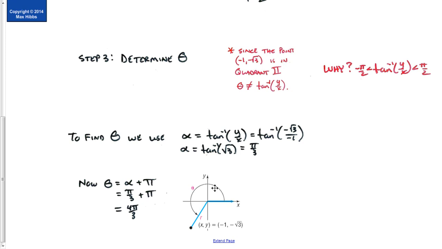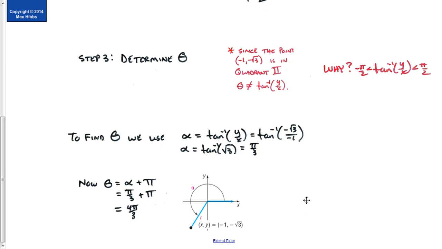So pi over 3 is this angle, and so theta is that alpha, pi over 3, plus pi units more. See, it's pi units more right here. So we're going to take alpha and add pi to it. And alpha being pi over 3 plus pi ends up being 4 pi over 3. So this angle is 4 pi over 3, which makes sense now of where that resides.